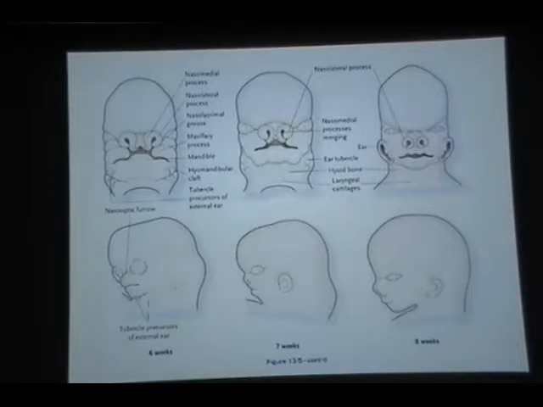If they have the ears that are set real low, you need to examine the limbs, you need to examine the oral cavity, you need to examine the gut, everything on this child to make sure everything is proper.